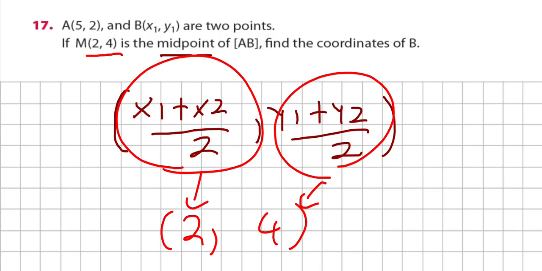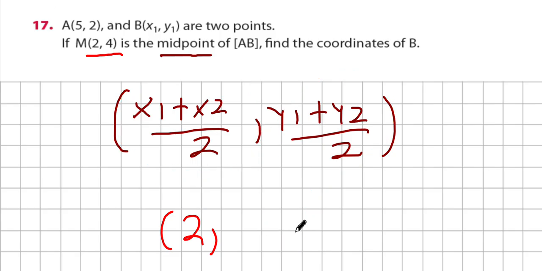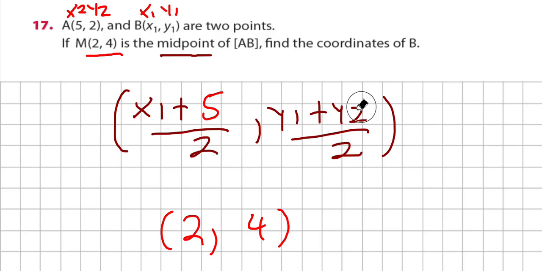Okay. So here's what I'm also thinking. I'm going to call this one A, x2 and y2, and this one is obviously x1 and y1. So here's what I'm thinking. Replace x1 with x1. Replace x2 with 5. Replace y1 with y1. Replace y2 with 2.